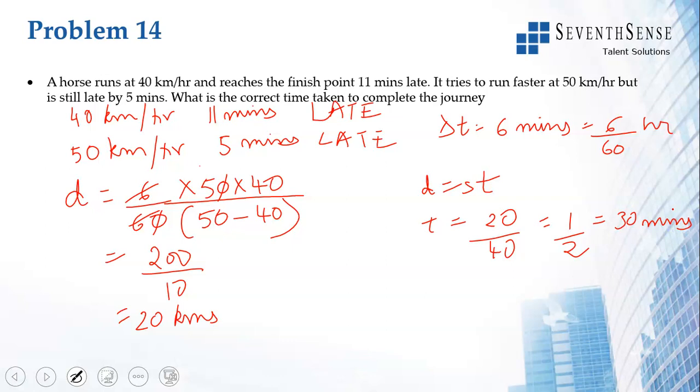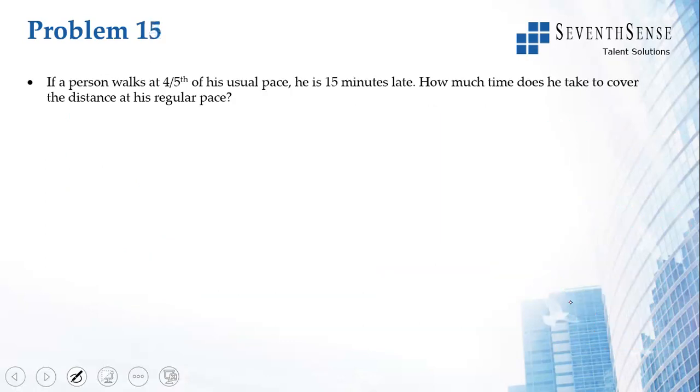If it was running at 40, it is 11 minutes late. So if it is taking 30 minutes, it means it is 11 minutes late. So the correct time taken is 30 minus 11, 19 minutes. If the horse took 19 minutes, it would be on time. Since it's taking 30 minutes, it is 11 minutes late. So from 30 you subtract 11 to get the correct time. So the answer is 19 minutes.